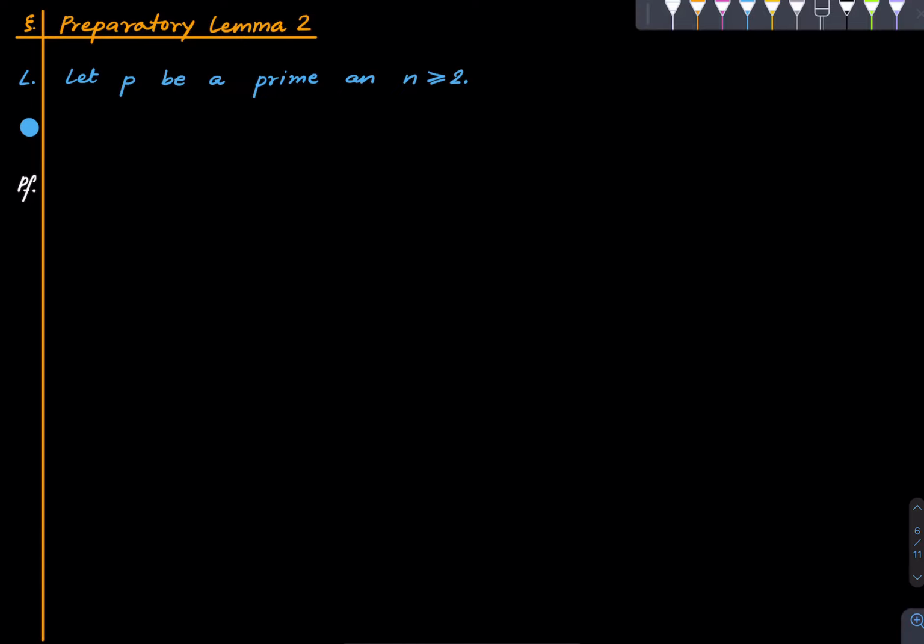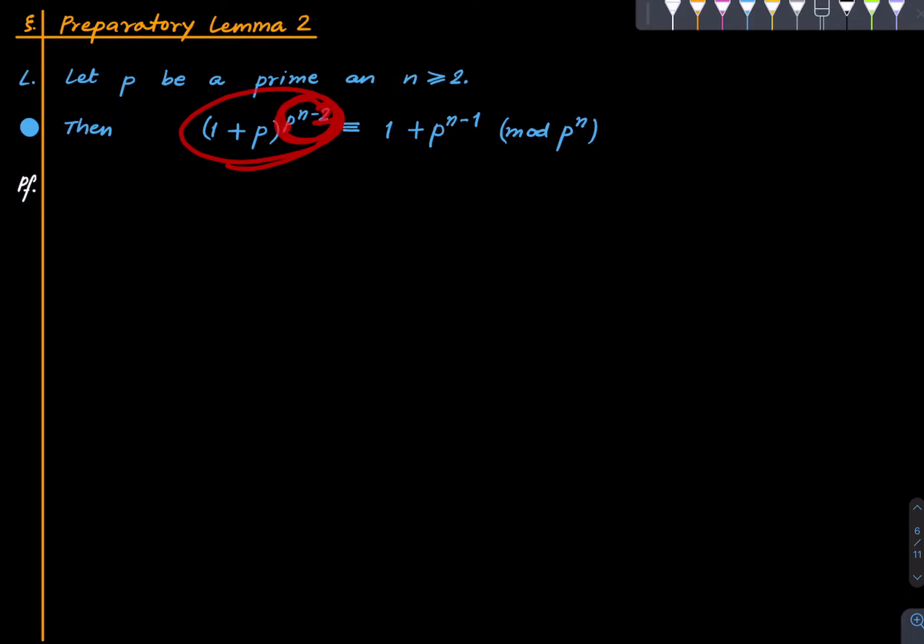So lastly, this is the last preparatory lemma. It says that if p is an odd prime and n is at least 2, then, in the previous slide we had n minus 1 here, but now we are talking about n minus 2, 1 plus p to the power p to the n minus 2 is congruent to 1 plus p to the n minus 1 modulo p to the n. So it is not congruent to 1 in particular.